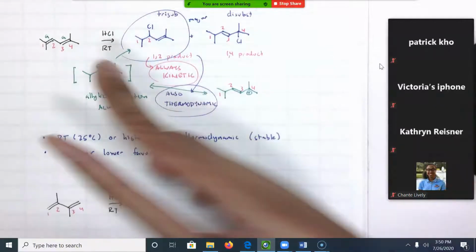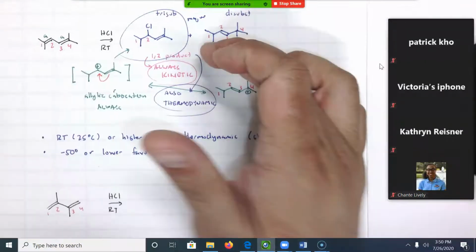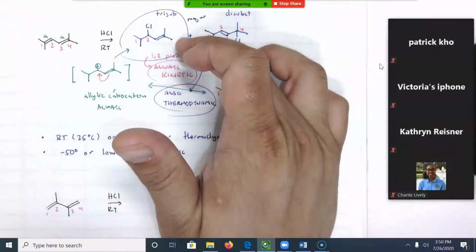So it doesn't matter what the temperature was actually. I could have run this on cold temperature or hot temperature. The major product is going to be this one because it's both the kinetic and the thermodynamic.